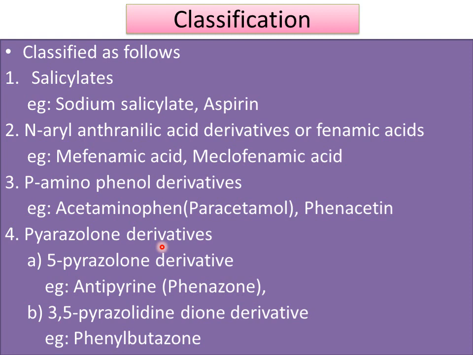The fourth class of compounds are pyrazolone derivatives. They are again classified into 2 types depending on the number of ketones. If one ketone is there at the 5th position, we name it 5-pyrazolone derivatives. The example is antipyrine, also known as phenazone. The second class is 3,5-pyrazolidinedione derivatives; the name itself indicates the ketones are present at the 3rd as well as 5th position. The example is phenylbutazone.